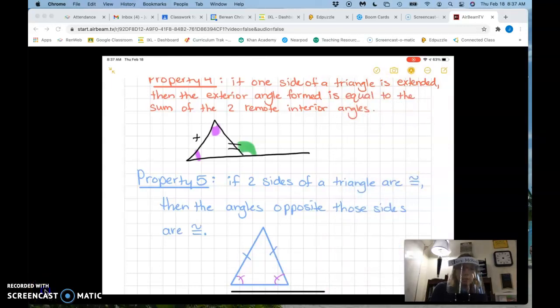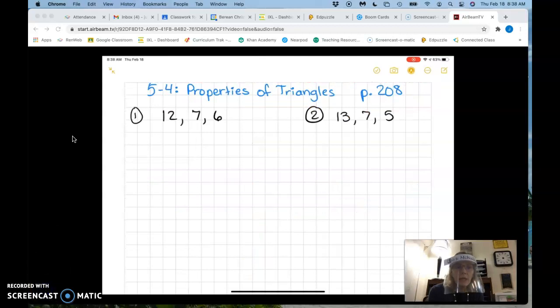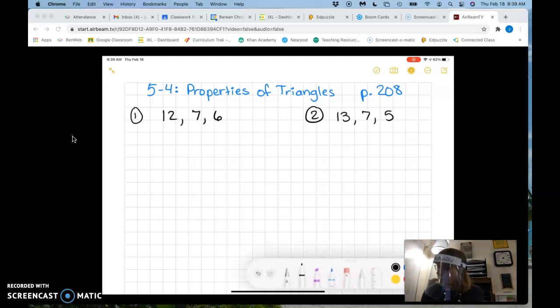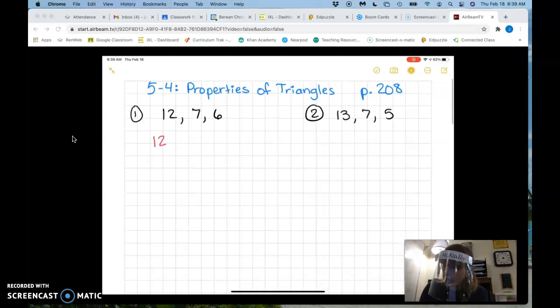That's what it's saying. Okay, so on page 208, numbers 1 and 2, the directions say, state whether it is possible to have a triangle with the sides of these lengths. So remember that one property that we talked about, any two sides will add up to be greater than the third side. So what we're going to do is we're just going to take two sides, add them, see if they're bigger than the other side, take two more sides, add them, and keep going until we've figured out if they're all bigger than the third side.